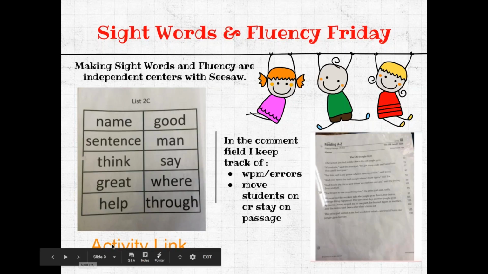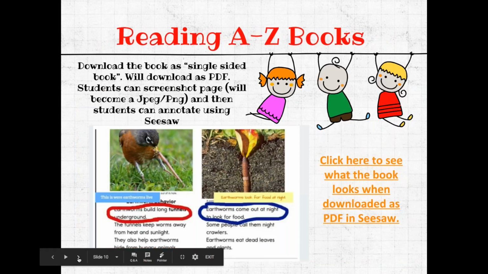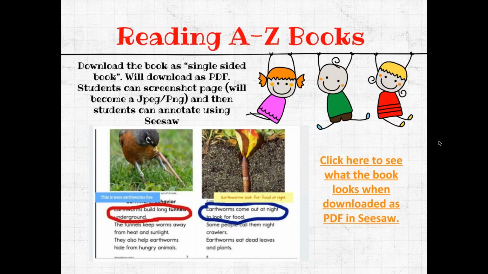This activity link is very generic. It just says, make sure you take a picture of your sight word list, hit the record button when you're ready, and that's it. Reading A to Z books. I get a lot of questions about this. Reading A to Z books can be downloaded into Seesaw when they are downloaded as a PDF. PDF means that you cannot use the writing tool on it.